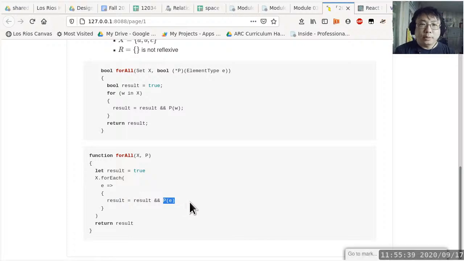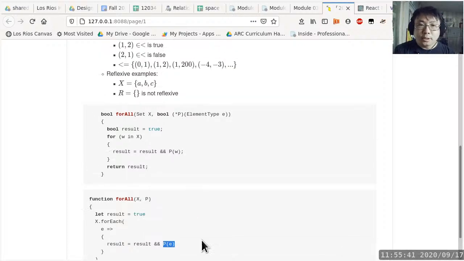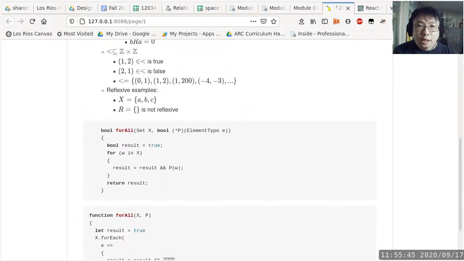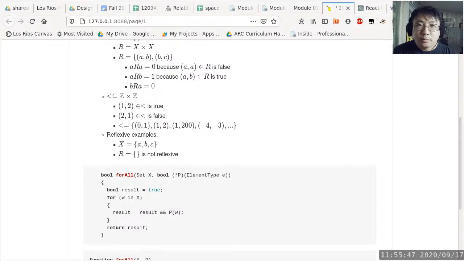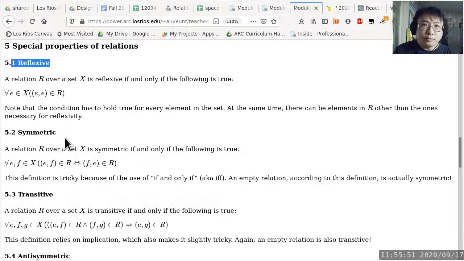Okay, so this is a preview for the rest of the class. If you need to leave now, that's okay, but if you are still with me here, then we go back to the module first. So symmetry uses if and only if here, which basically means if EF is in fact in R, then we better make sure FE is also in R.